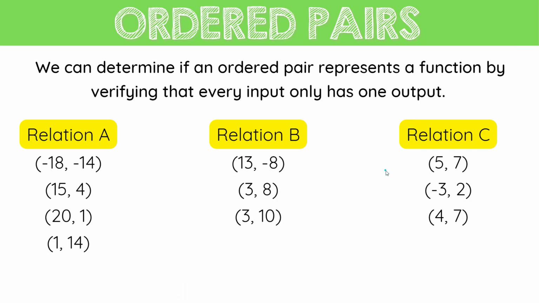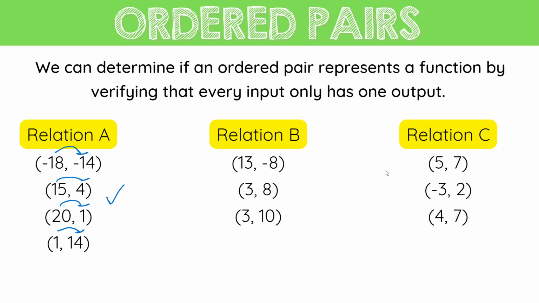Okay, so relation A, let's just double check that every input has exactly one output. So negative 18 goes to negative 14, 15 goes to 4, 20 goes to 1, and 1 goes to 14. We don't see any duplicates of the x values, so this is a function.